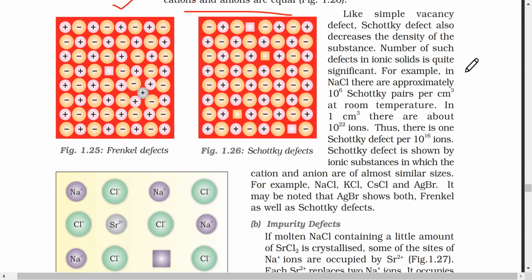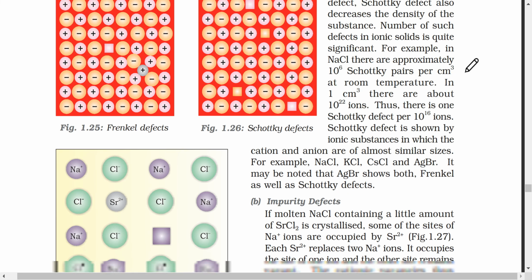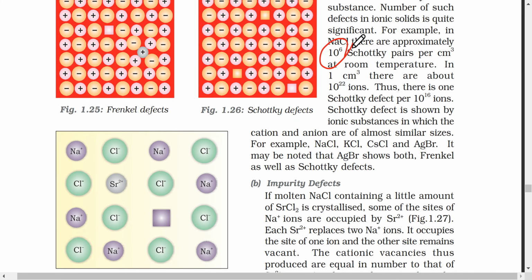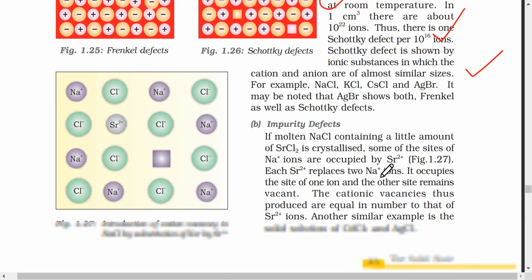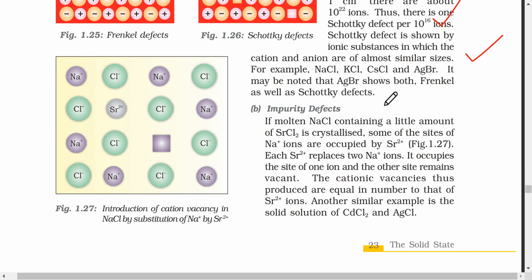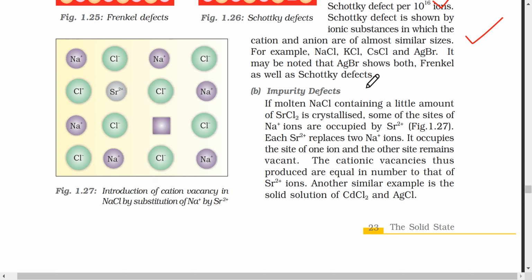The number of such defects in ionic solids is quite significant. For example, in NaCl there are approximately 10 raised to the power 6 Schottky pairs per cubic centimeter at room temperature. Thus, there is one Schottky defect per this calculation. It is shown by ionic substances in which the cation and anion are of almost similar sizes. For example, NaCl, KCl, CsCl, AgBr. Density of course decreases in such cases, but we have to keep everything electrically neutral. Fine. Here AgBr shows both Frenkel as well as Schottky defects.